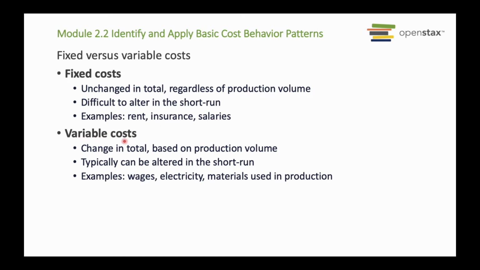Variable costs are costs that change in total based on production volume. They typically can be altered in the short run. Examples are production wages, electricity, and the materials used in production.